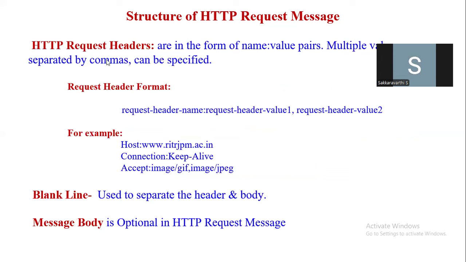Then HTTP request headers, which are in the form of name-value pairs, and multiple values can be separated by commas. Here the example is Host: www.retrjpm.ac.in, Connection: keep-alive, Accept: image/gif, image/jpeg. Then a blank line, which is used to separate the header and body. The message body is optional in an HTTP request message.